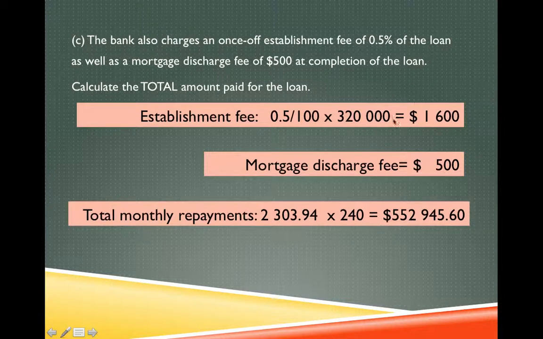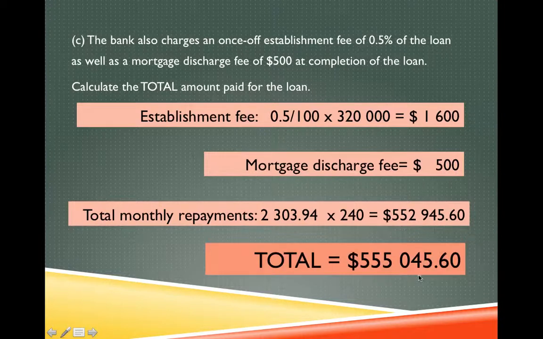$552,945.60. We add all three of these amounts, and the total amount we pay back for the loan of $320,000 is $554,545.60.